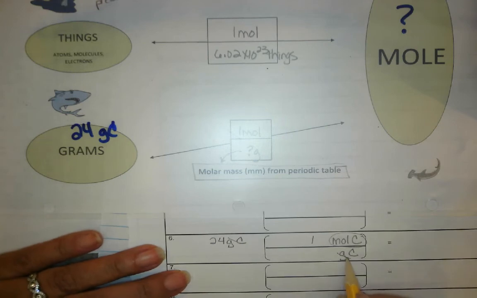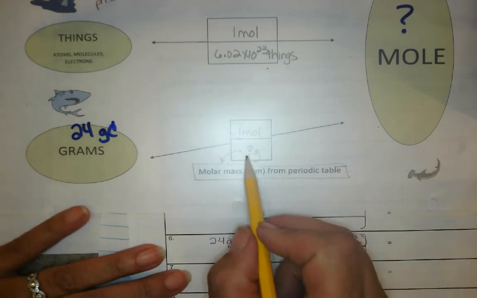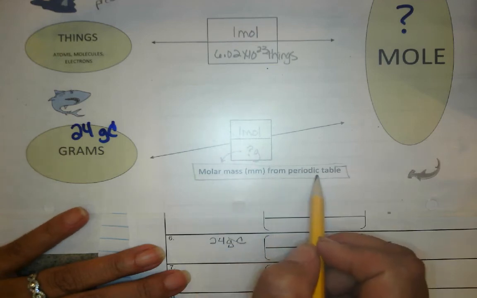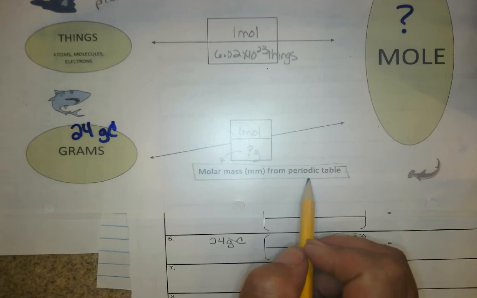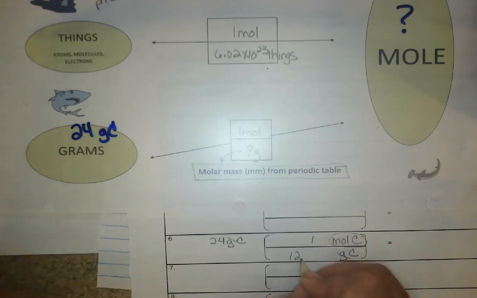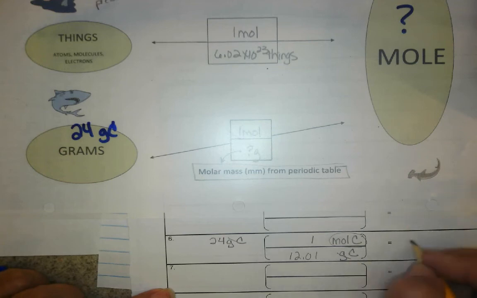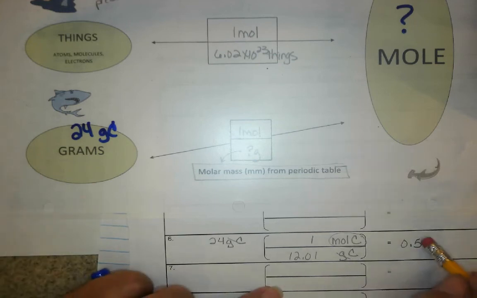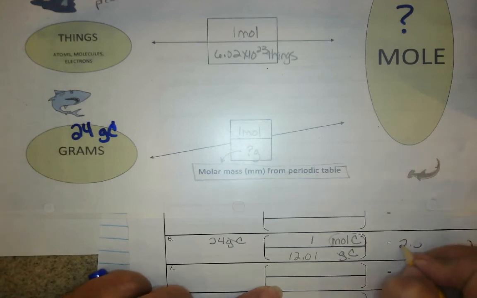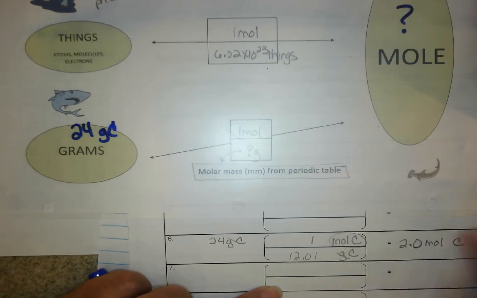And then I have grams of carbon. Well, where do I get that from? It says right here on my periodic table, that's the molar mass. Right here on my mole island, molar mass from the periodic table. If you look that up, it would be 12.01 grams of carbon. Okay, so when I put that in my calculator, I would get, oh wait, sorry, I'm on the wrong one. 2.0 moles of carbon. 2.0. And my unit is moles, and my chemical is carbon.